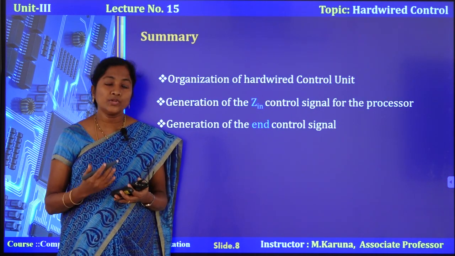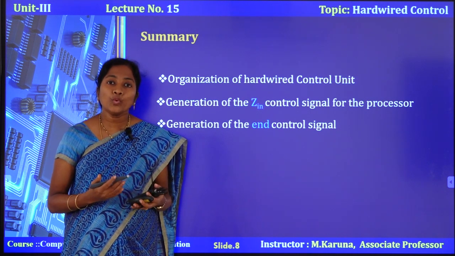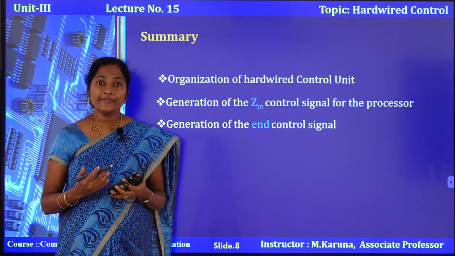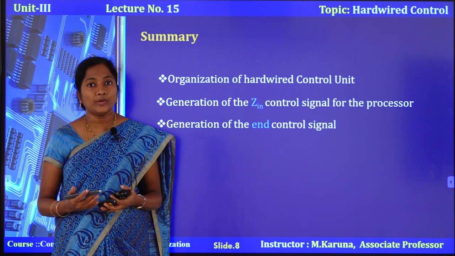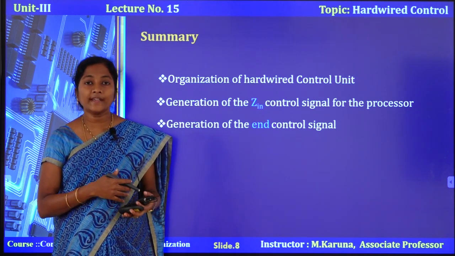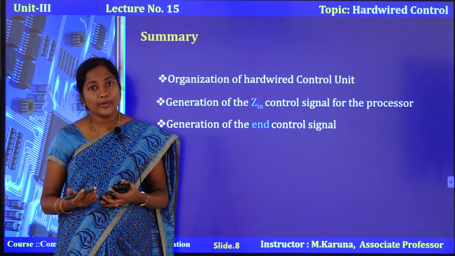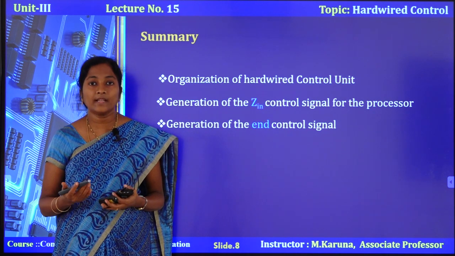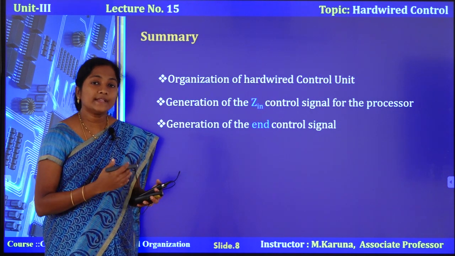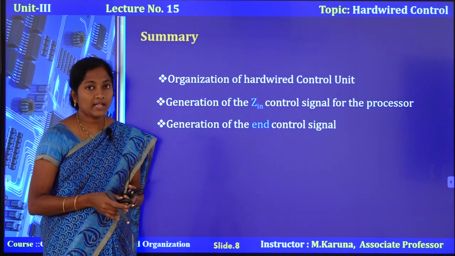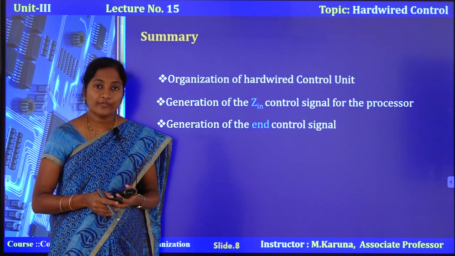Let us summarize this topic. Control signals are used to coordinate the activities of the processor. There are two ways to implement the generation of control signals, those are hardwired control and microprogrammed control. In this topic we have concentrated on hardwired control. In later classes we will concentrate on microprogrammed control. Here we have seen how to generate the Z-in and end control signals with the help of logical functions, or we can say wiring of logic gates.